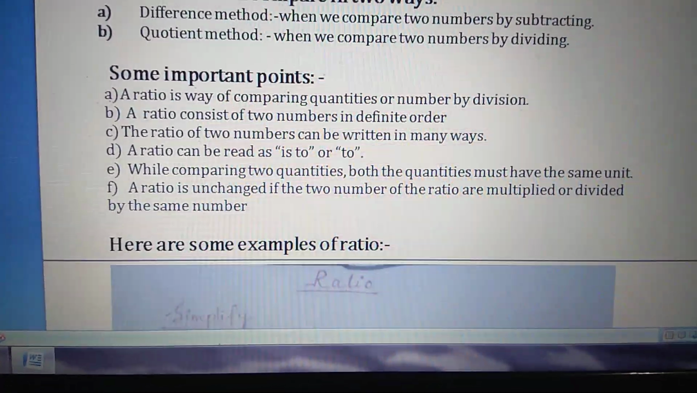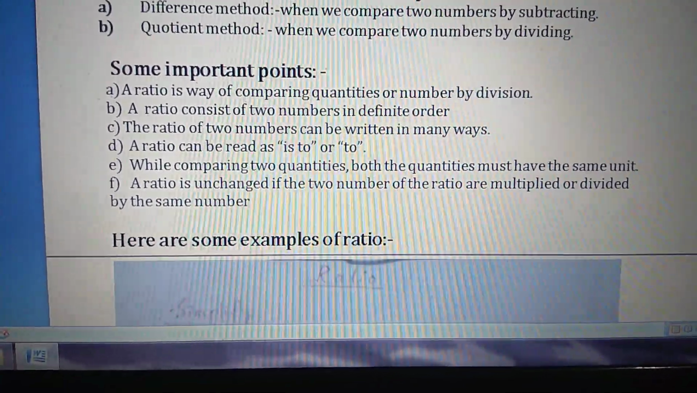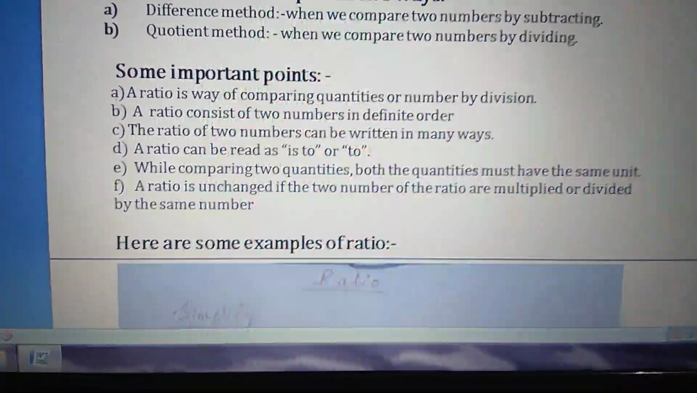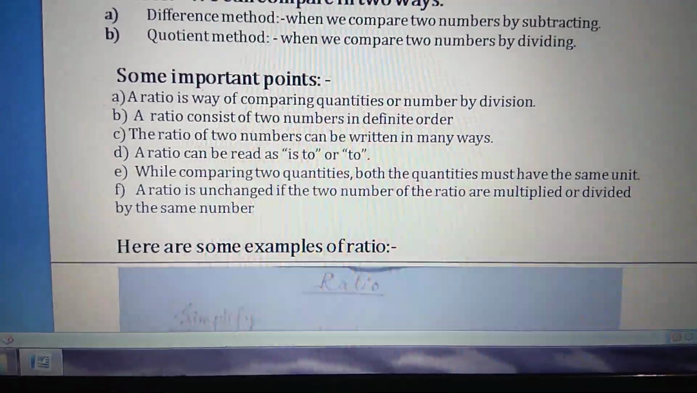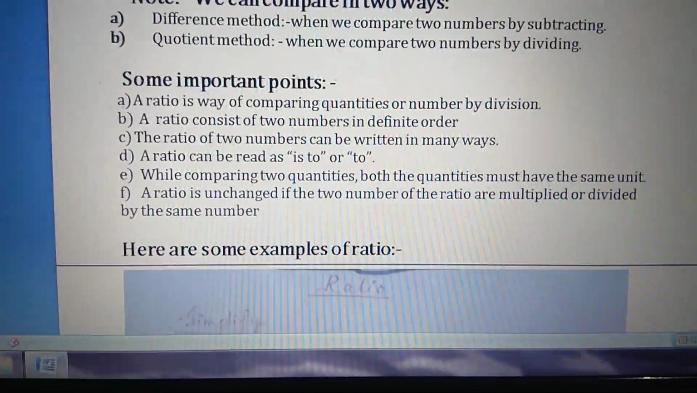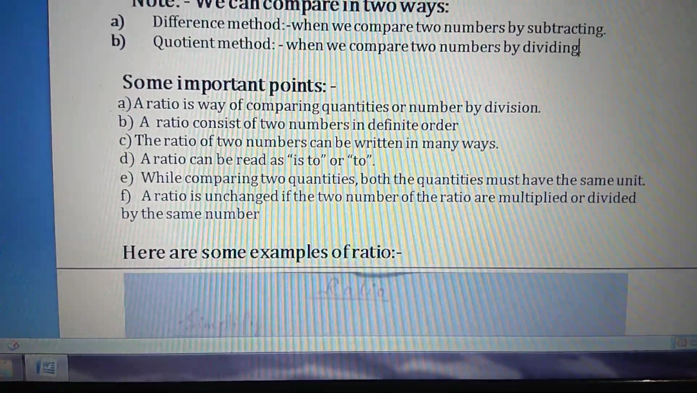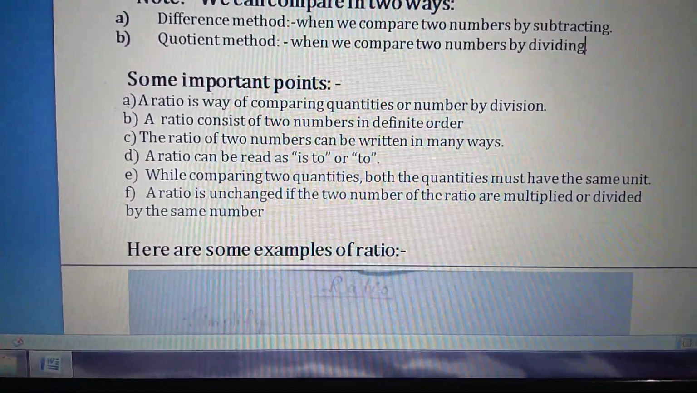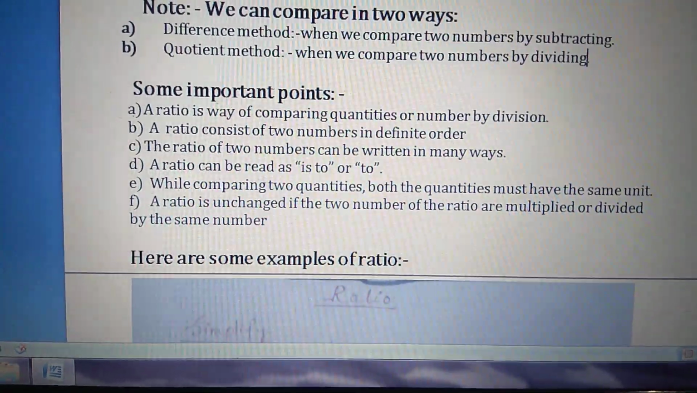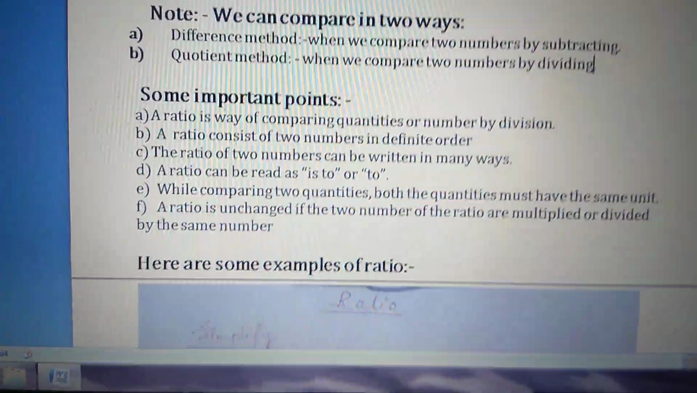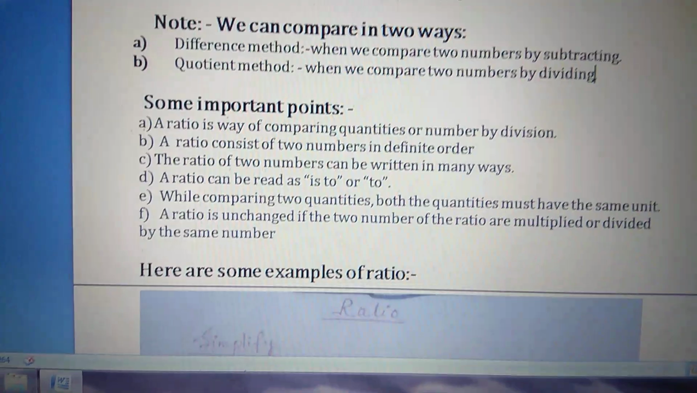Then the last point is, a ratio is unchanged if the 2 numbers of the ratio are multiplied or divided by the same number. In a ratio, if the numerator or the denominator is multiplied by the same number, then also the ratio will remain the same. So for this last point, let's have a look at an example.